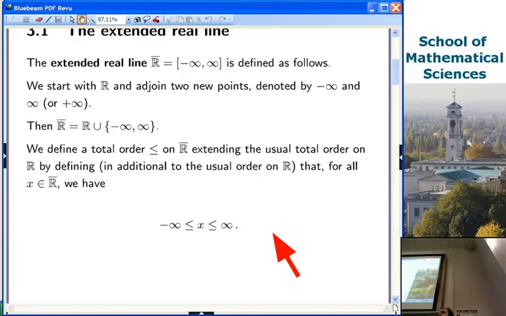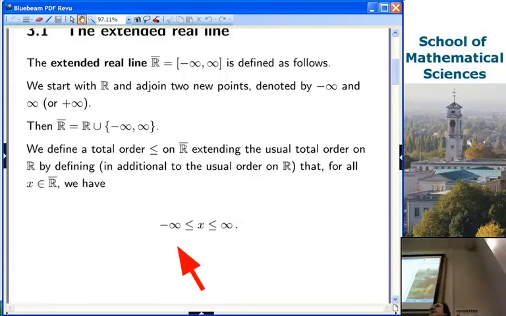So this is a new less than or equals, extending the old less than or equals, but we'll still use the same notation. That way we won't forget that it's the same as it used to be if you're actually working with real numbers. So everything is less than or equal to plus infinity, which is the same as infinity, and everything is greater than or equal to minus infinity.